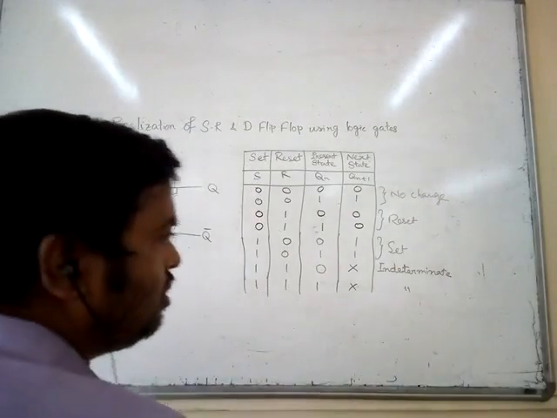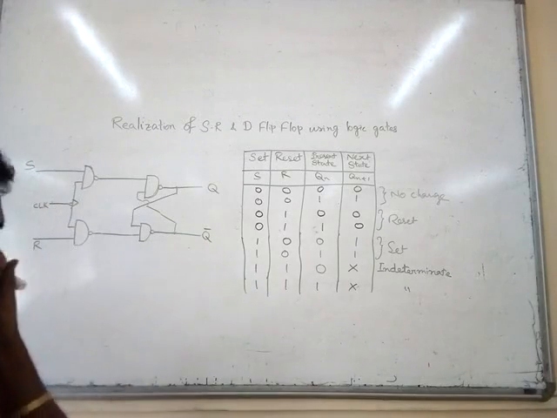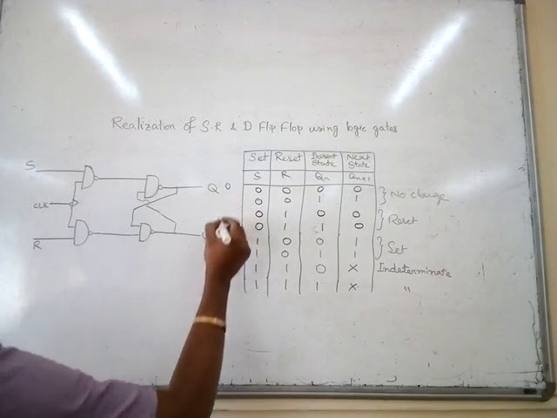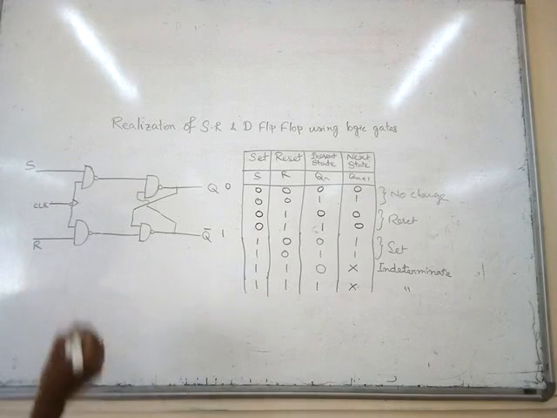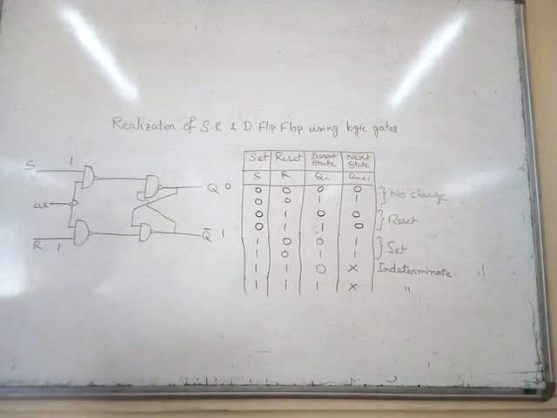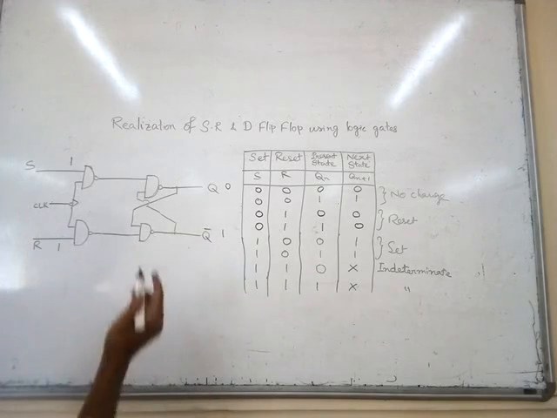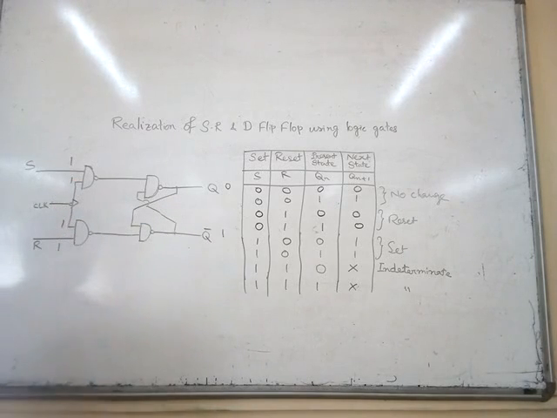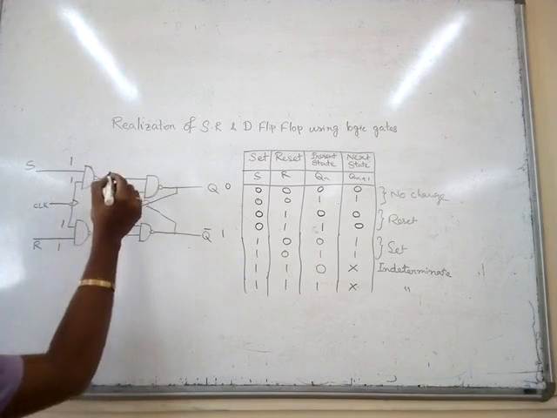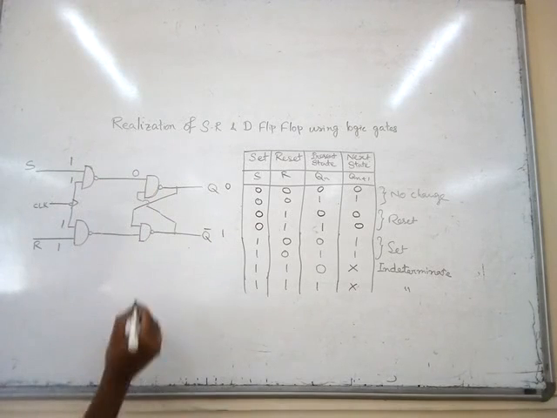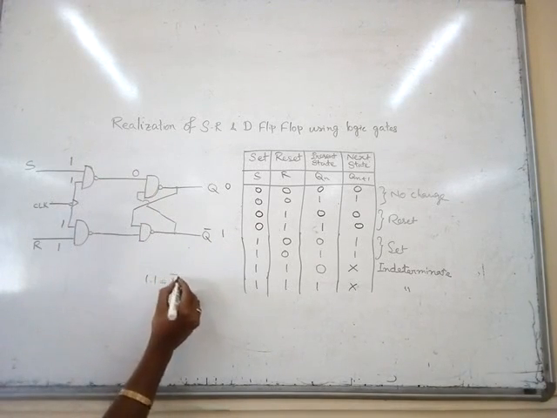So what is indeterminate? Just calculate. Suppose we assume that it is 0 and it is 1. So for the 1 and 1 condition, it is clock pulse. I will discuss this later. For 1 and 1 condition, for clock it is always 1. Okay. So for 1 and 1, the NAND gate output will be 0. You know, for 1, 1 it will be 1 and that complement equals to 0.